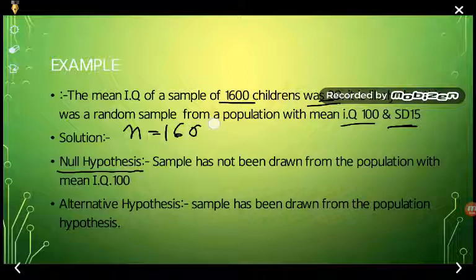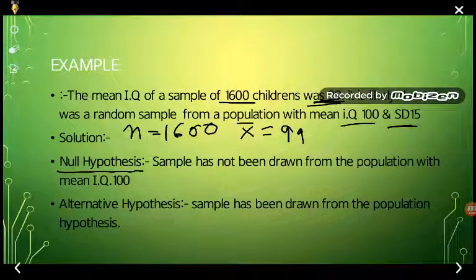So n is equal to 1600. This n is the number of samples, the mean IQ of a sample of 1600 children. What is x bar? The mean is given now. How much was it? 99. So x bar is equal to 99.